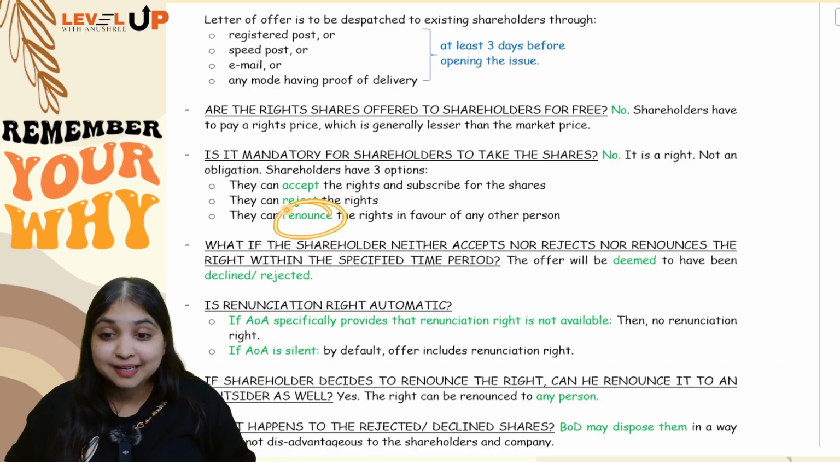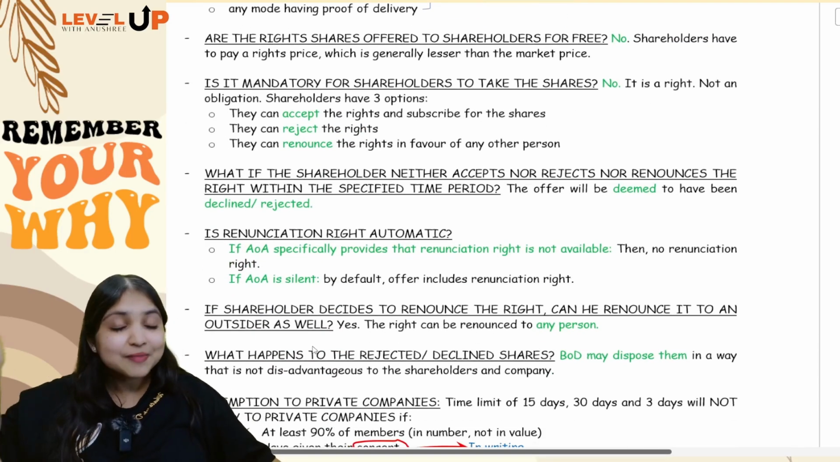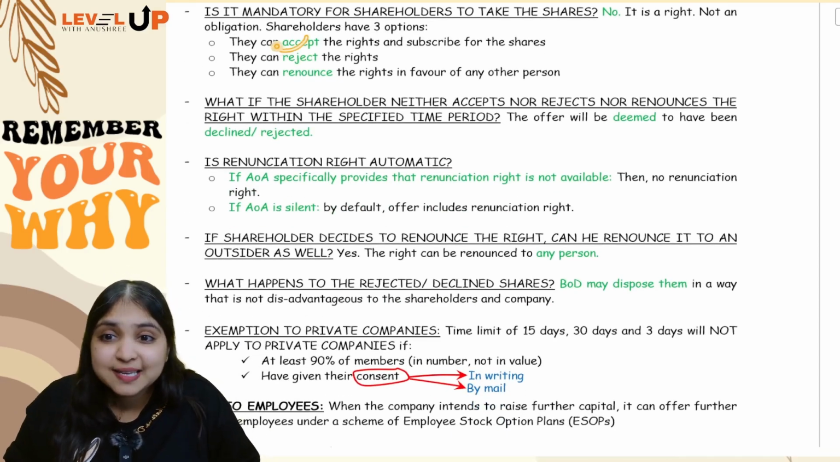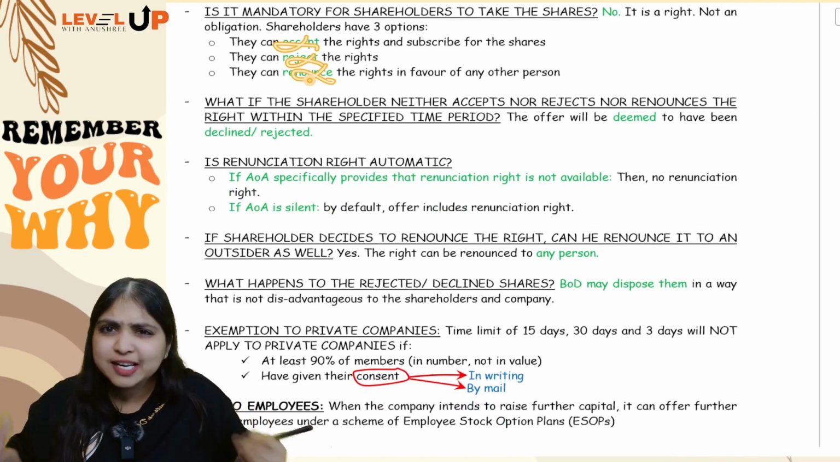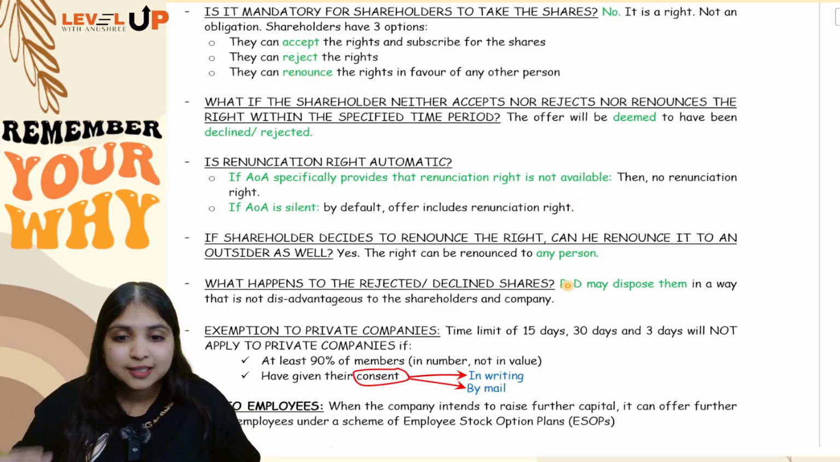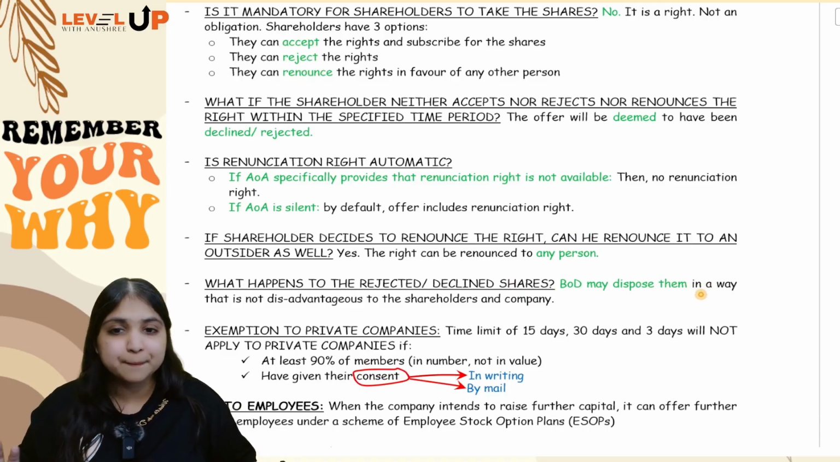In capital, I'm getting reminded of capital gains. Capital gains also we had done questions from here. Anyways, coming back. Then we discussed, what if the shareholder is neither accepting nor rejecting nor renouncing? We'll assume that he has rejected. And if he has rejected, what will we do with the rejected shares? Who will decide what to do? The board will decide. The board will dispose of them in a manner which is most advantageous to the company and shareholders.